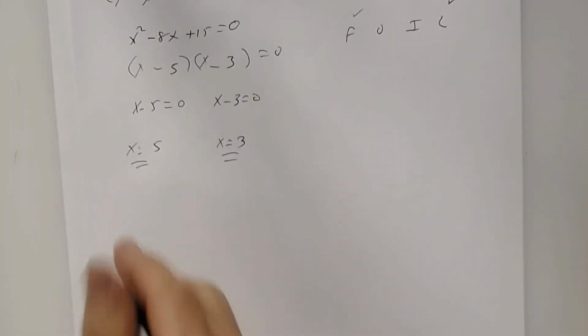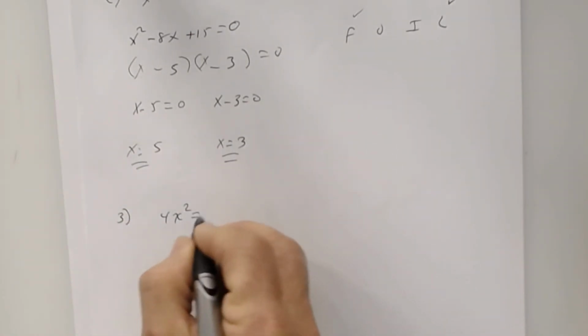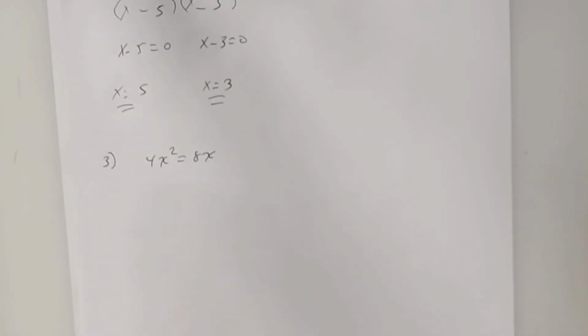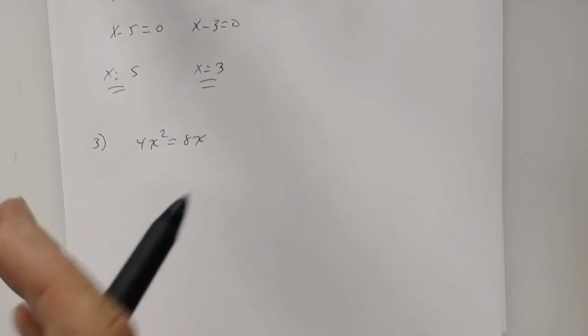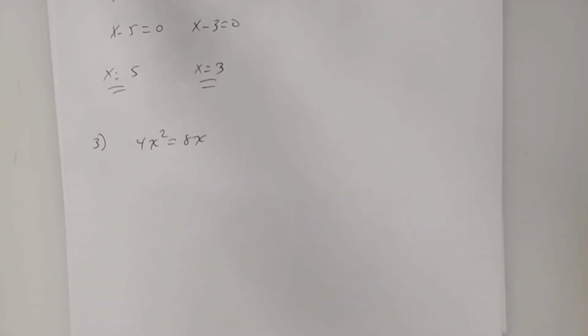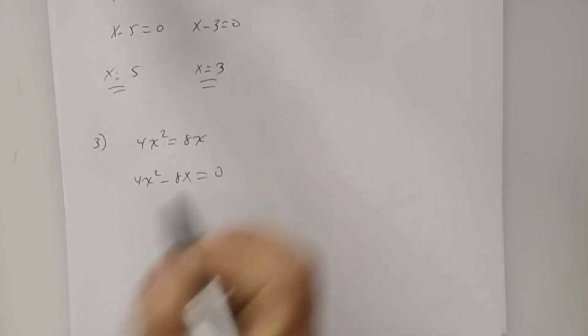Okay, number 3. 4x squared equals 8x. All right, what are you going to do first? Bring that 8x on over. Okay. So, in other words, you got to put it in general form, right? So if you're going to do this by factoring, you have to put this in general form. So 4x squared minus 8x equal 0.